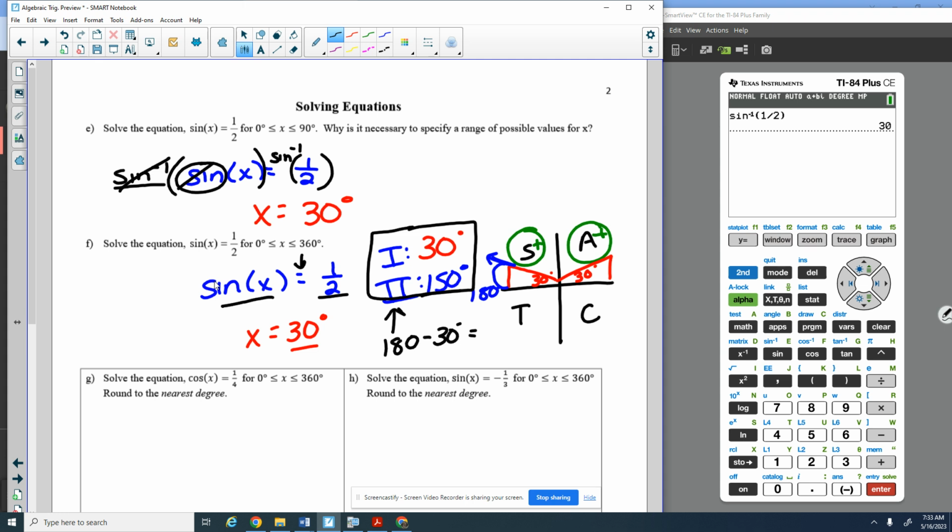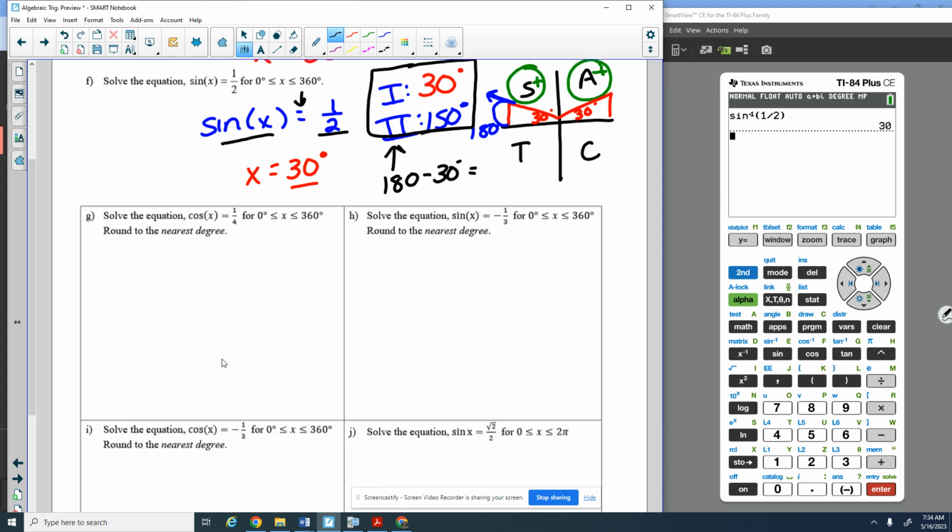If I didn't give a range, I could keep going around the circle. So if you think about it, if you went all the way around the circle back to 30 degrees, I would have 390, right? And I could keep doing that. So usually we restrict our angle answers to just one rotation, or 0 to 360.